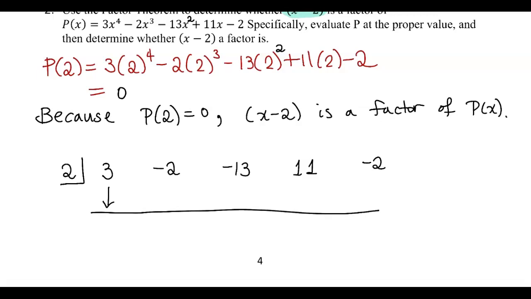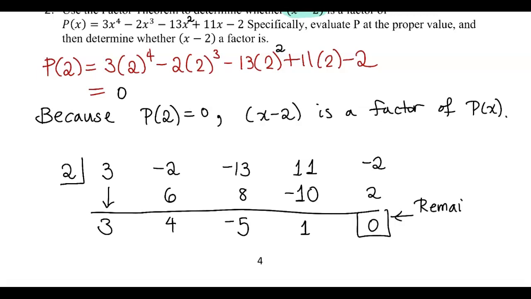If I bring down the 3, multiply and add. Multiply and add. If I multiply -2 times 2 times -5, I get -10. And if I add these two vertically, that gives me 1. And 2 times 1 is 2. And finally, if I add these two, I get a remainder of 0. Hooray! Because the remainder is 0, this is a second method that just confirmed that x minus 2 is a factor of p of x.